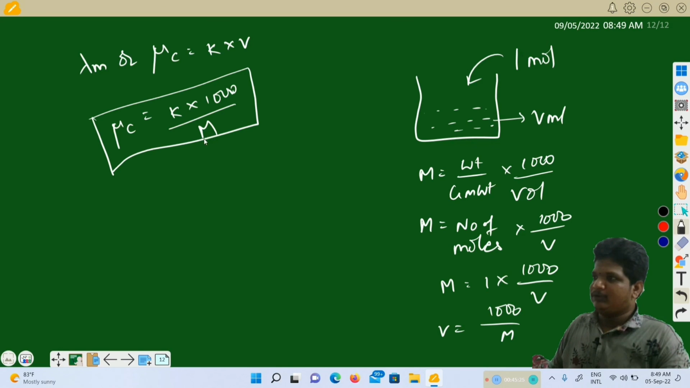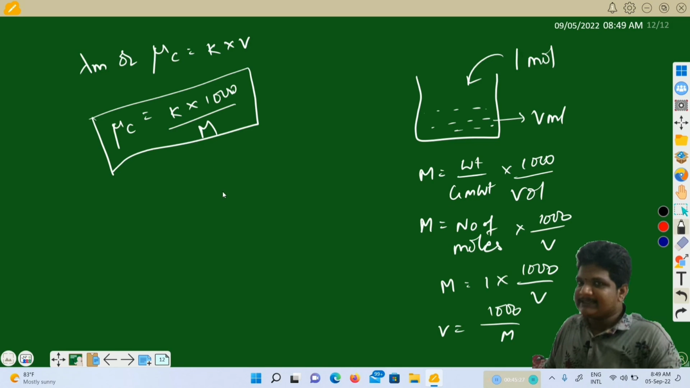So this is about equivalent conductance and molar conductance. I hope it is clear about conductance, specific conductance and molar conductance.